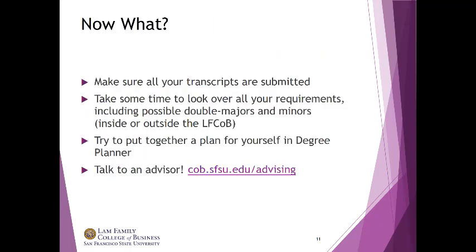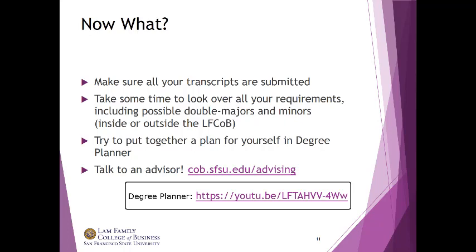Okay, so now what? First, make sure all your transcripts have been submitted. Then, take some time to look over all your requirements, including possible minors or double majors you might be interested in. Your degree planner can be immensely helpful in this respect. If you haven't already, watch the degree planner video on Visual Zen to learn how to use it. And always talk to an advisor.